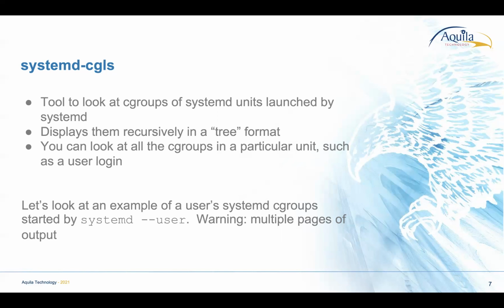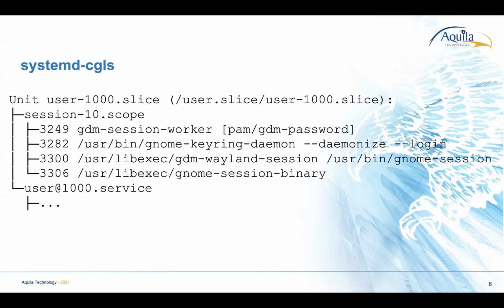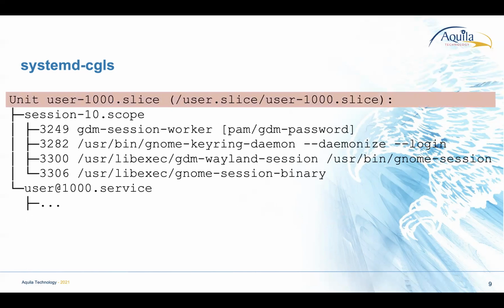So let's take a look at a particular user's Systemd cgroups when they're started by Systemd user. There's multiple pages of output, so I'm going to separate it out onto separate pages. So this is the top of the output. As you can see, I'm just looking at user-1000.slice. That is the name of the Systemd unit that describes all the processes managed by or under my user.